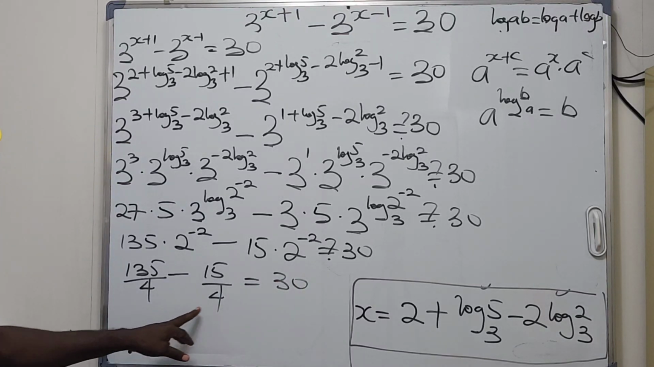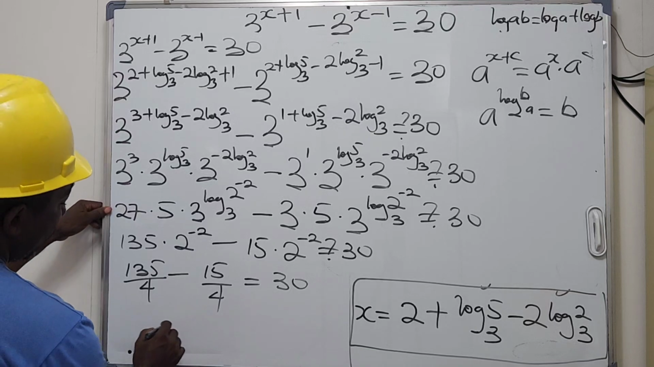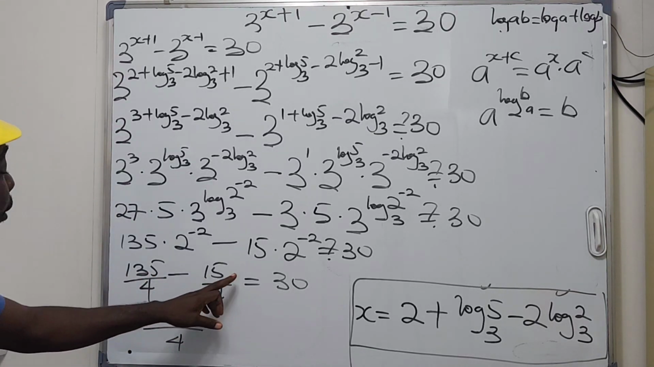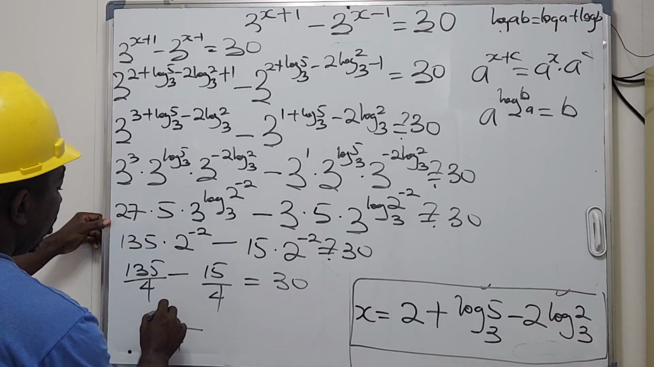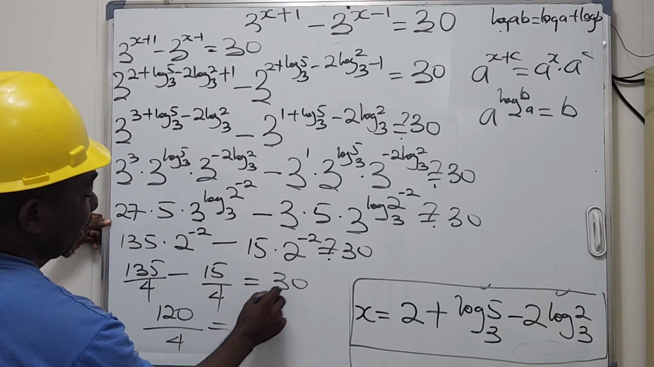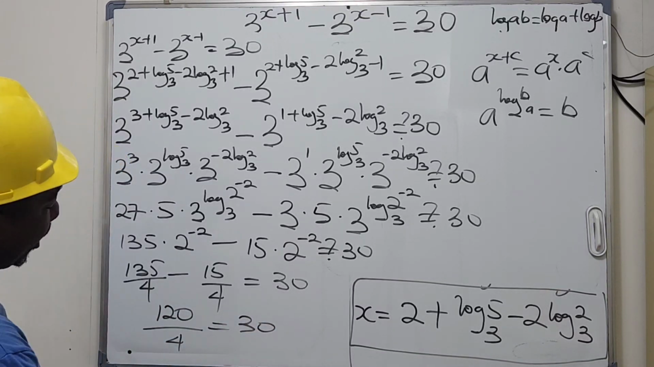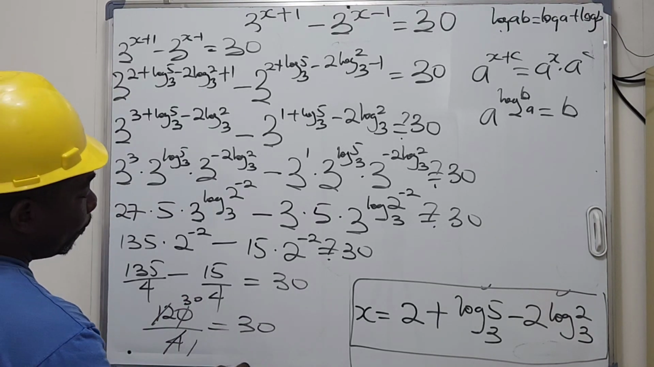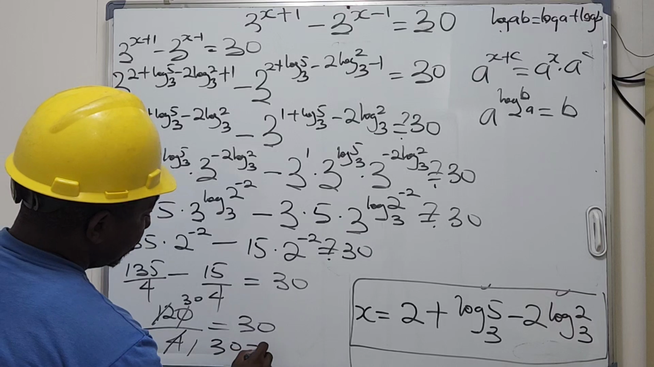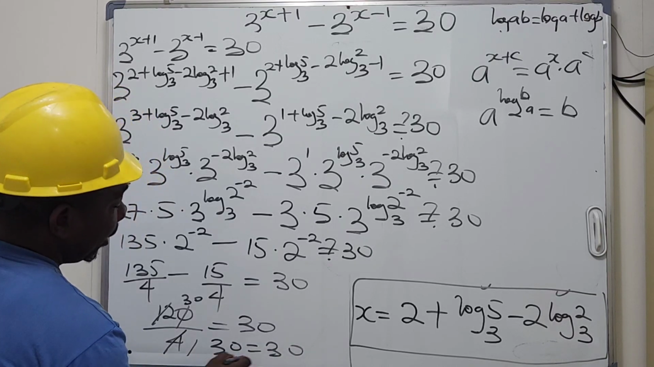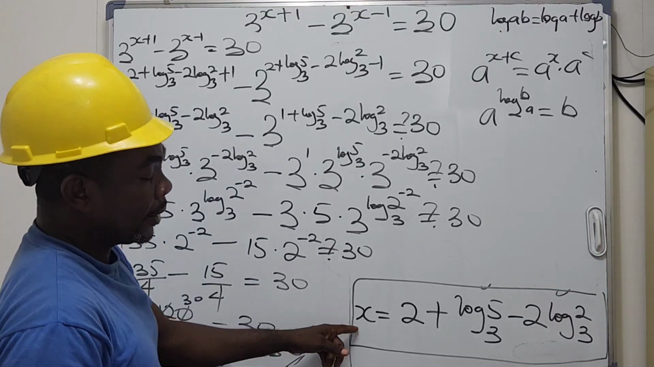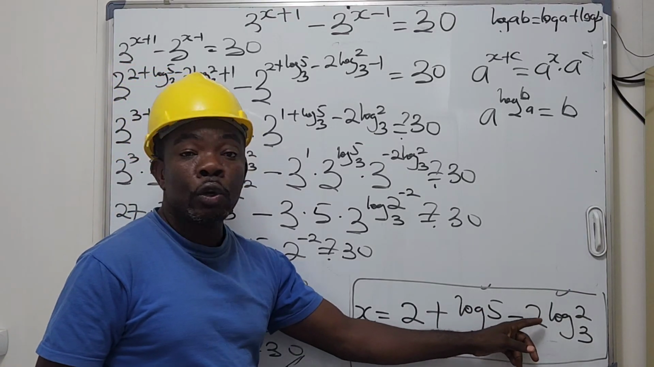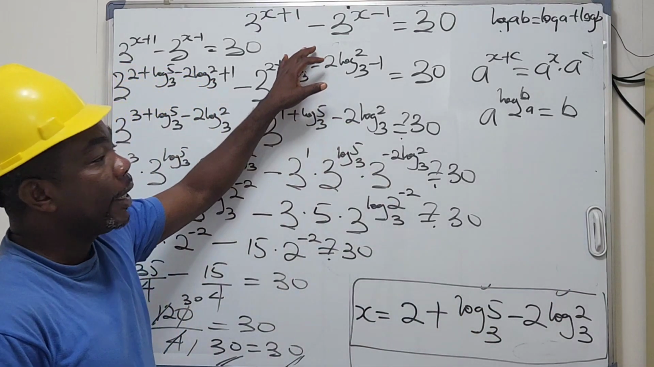So here, when we find the LCM, this is going to give us 4. We have 135 minus 15, which will give us 120. The other side becomes 30. We know that if 4 cancels here and 4 cancels here, we have 30. Therefore, 30 equals 30. So what we have here is what we have here. Therefore, x equals 2 plus log 5 base 3 minus 2 log 2 base 3 satisfies this given equation.